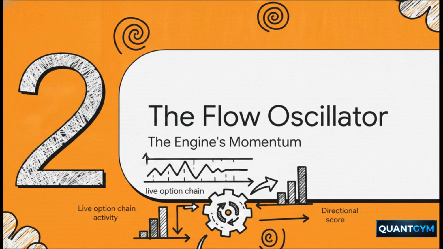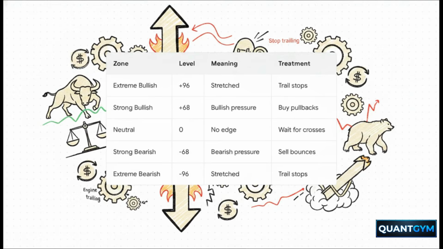Moving on to section 2. Reading the flow oscillator, the engine's momentum. So, the flow oscillator sits right there below your price chart, and what it's doing is constantly converting live option chain activity into a super clear directional score. And what's really interesting here is how perfectly these zones map out market momentum. The 0 line, that's your neutral territory, your baseline. But look at the plus 68 and minus 68 levels. These are the strong zones, bullish and bearish.